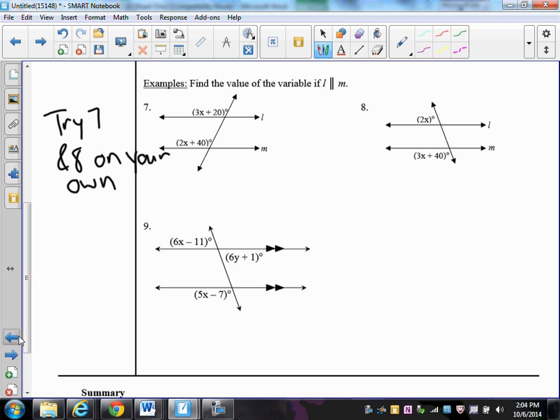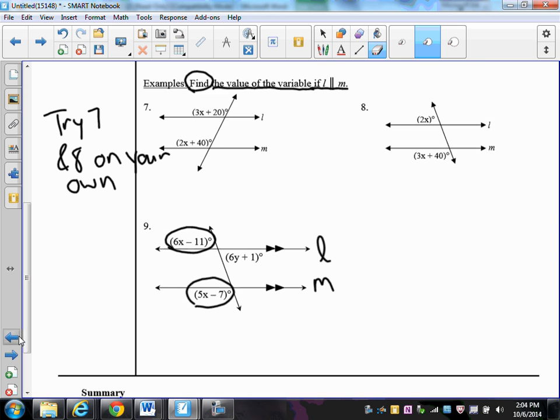Again, let's read the directions. Find the value of the variable if L is parallel to M. Since these are parallel, we have the parallel marks for 9. There's L and there's M. We have to see what to do with these things where they both have x. Well, these are same side exterior angles. So same side exterior angles means they add up to 180.